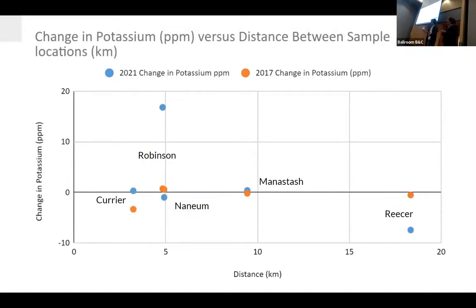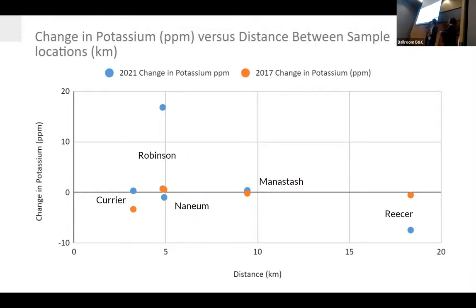And so moving a little bit farther, this time you can see the same graph, but instead of calcium, we were measuring potassium. On this graph, in 2021 for Courier, you can see there was a very slight positive change. Then in 2017, they measured a significant negative change. And then in Nanum and Robinson in 2017, there were positive changes.